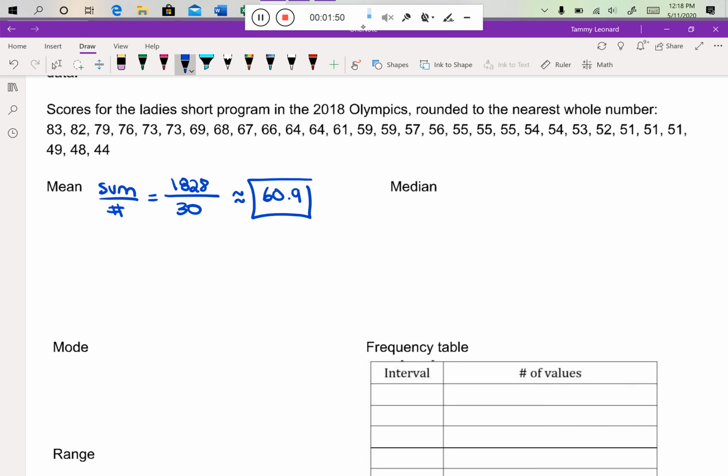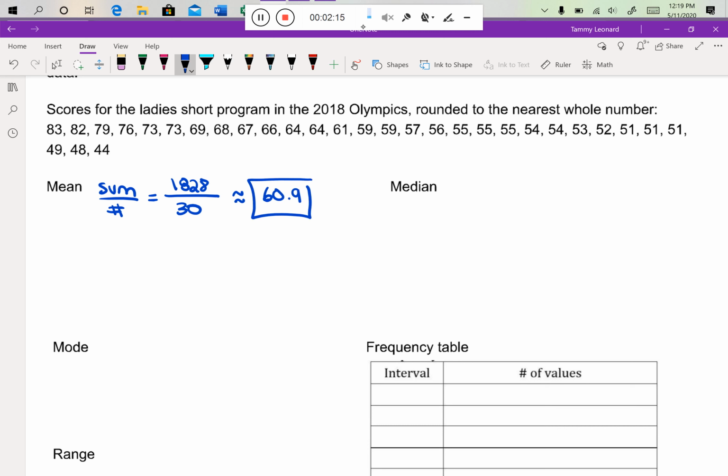Now we're going to calculate the median. Now, conveniently, because the competitors were listed by rank, obviously the highest score is the best score. So the highest score came first, the lowest score came last. So this is in reverse order from the way we usually look at it. We usually go from least to greatest, but frankly, it doesn't really matter for the median. It just matters that they're in order.